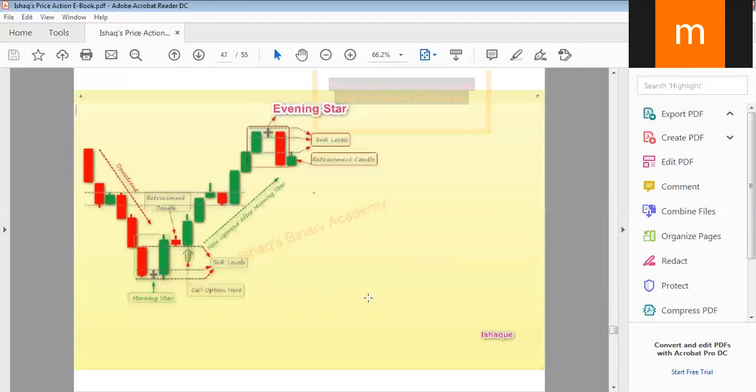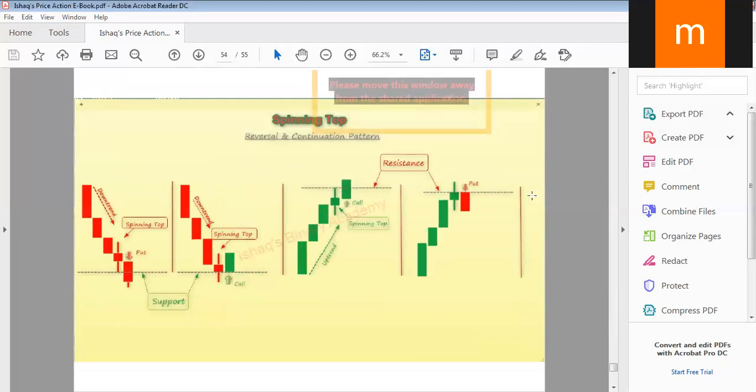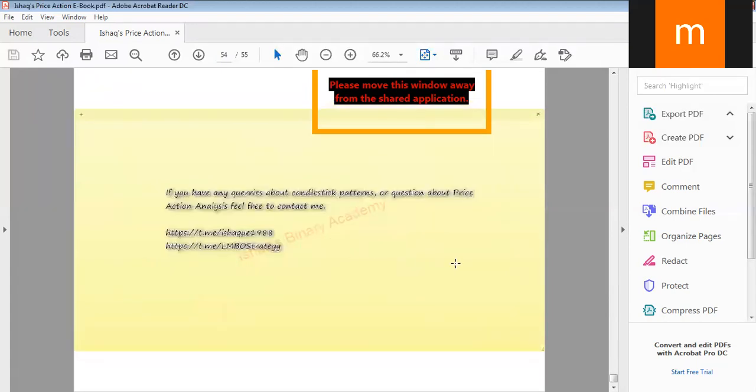All these patterns are described in a very clear way. When we can place a trade and when we cannot place a trade, each and everything is described very clearly in this ebook.